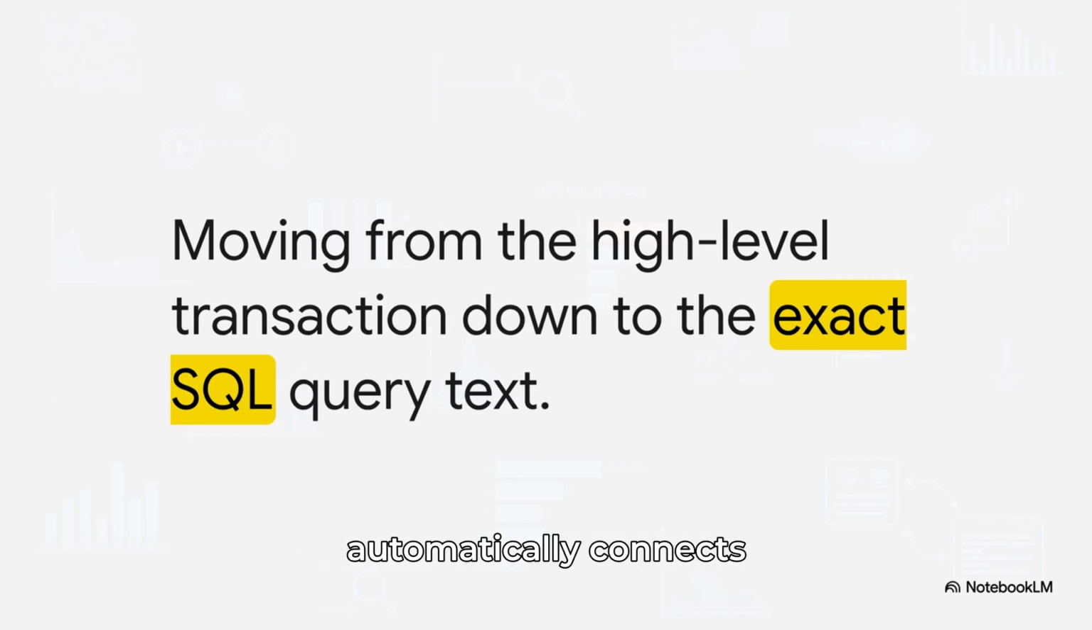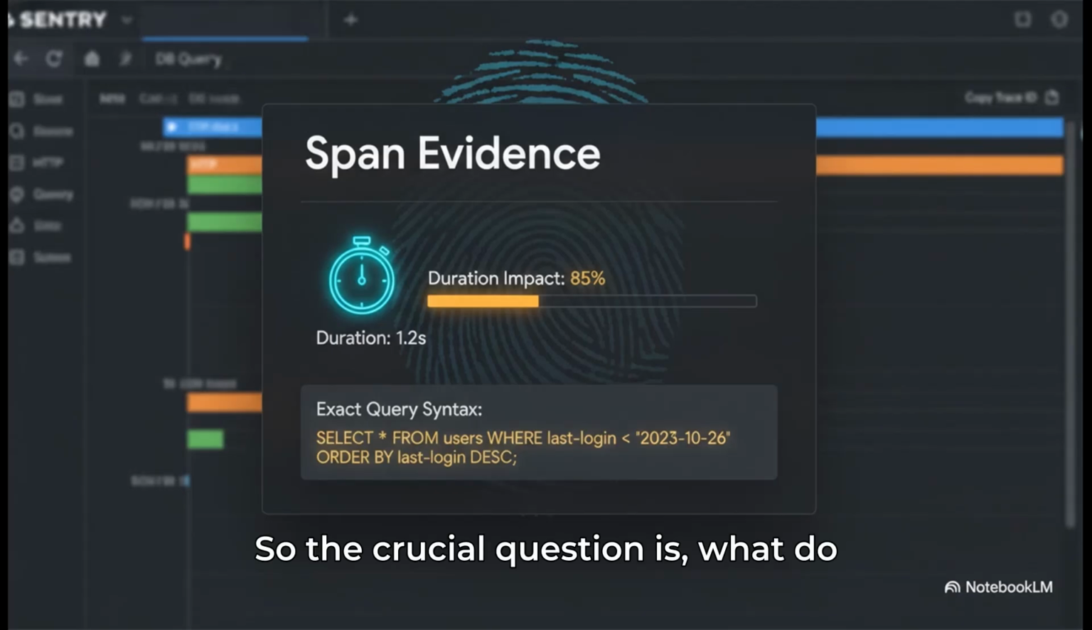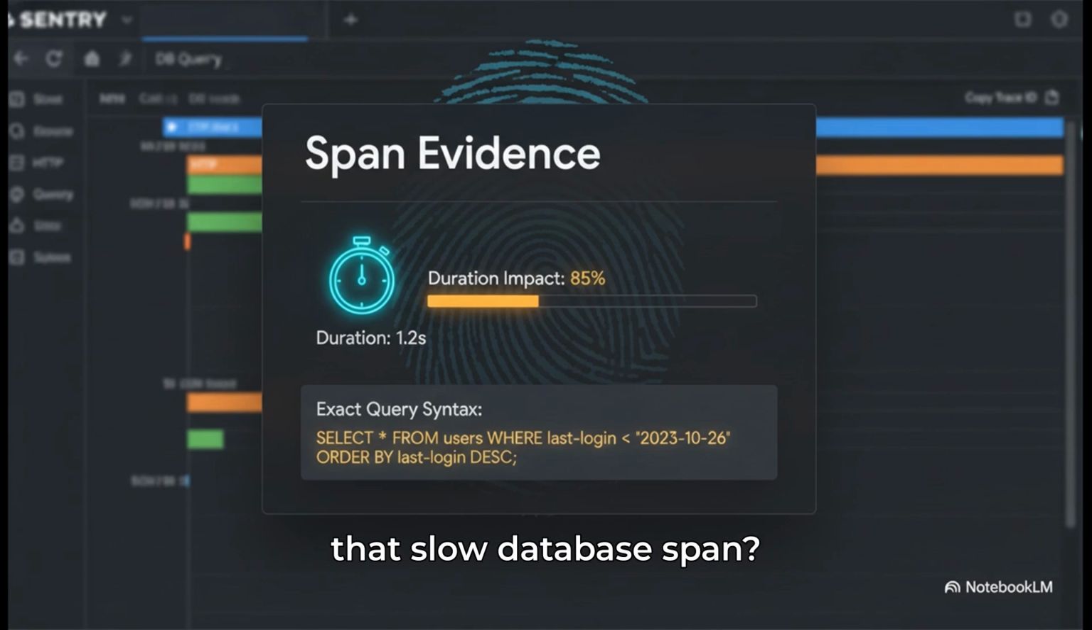Sentry's distributed tracing automatically connects all these dots for us, jumping from the front end completely down to the back-end infrastructure without breaking a sweat. So the crucial question is, what do we actually find when we click on that slow database span? Sentry opens up a panel of what we call span evidence. First, it gives us the precise duration.